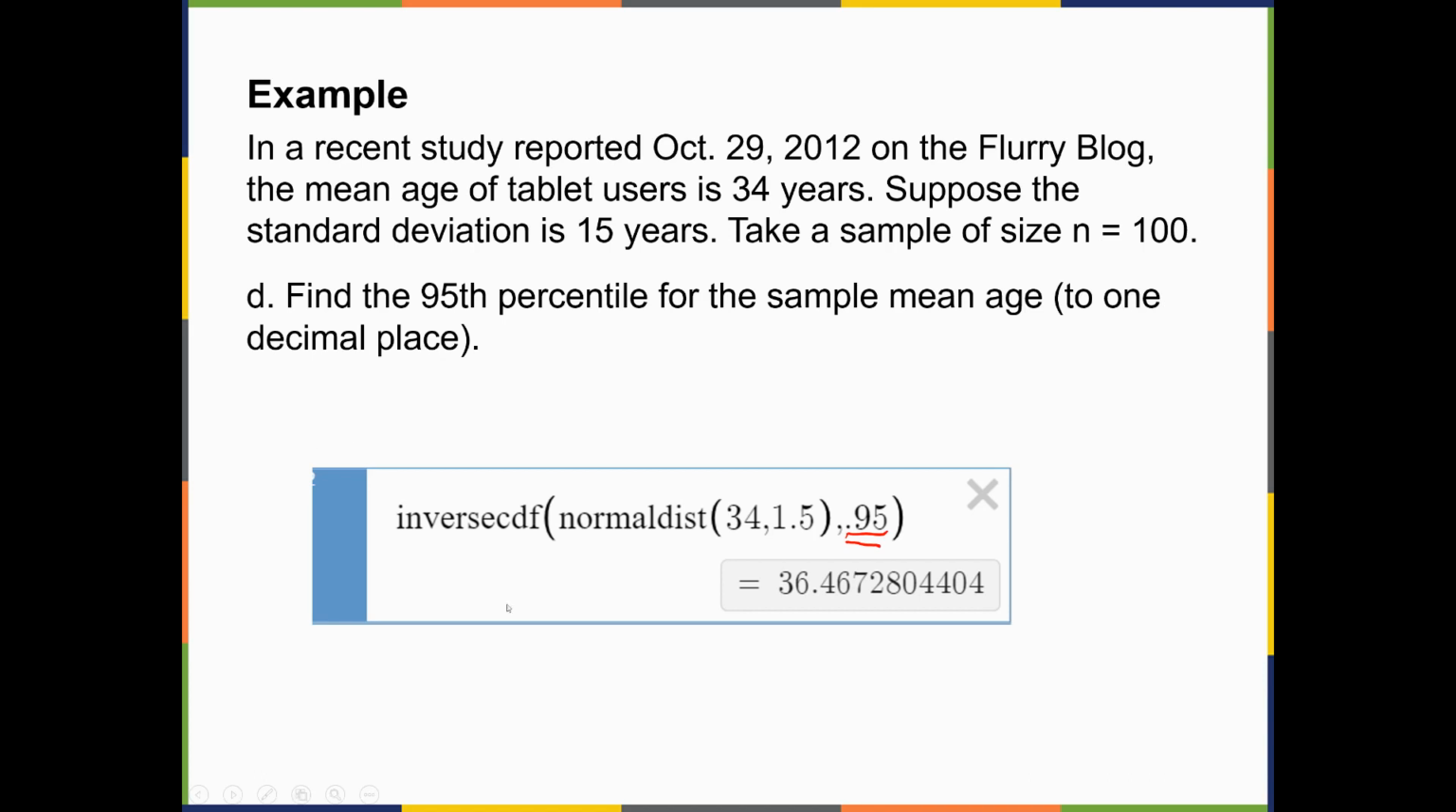All right, well, this is an introduction to the central limit theorem. We're going to be working with this a little more as Chapter 7 continues.